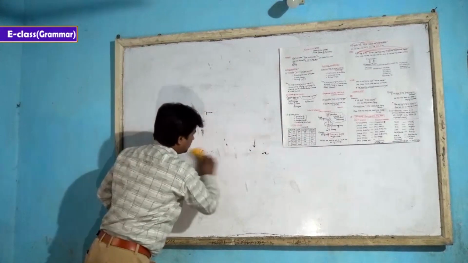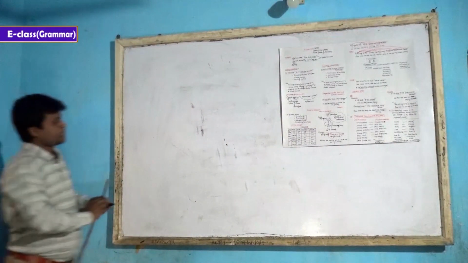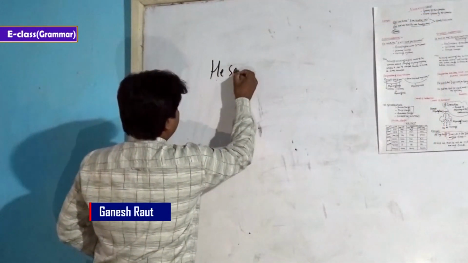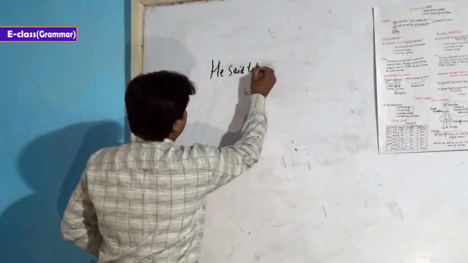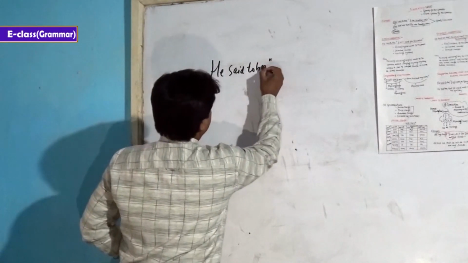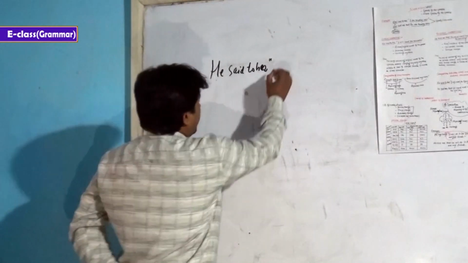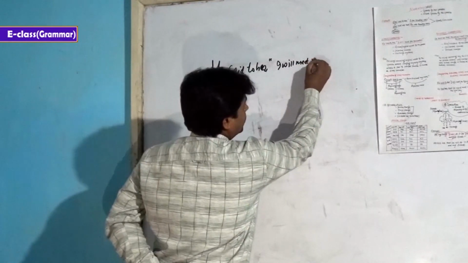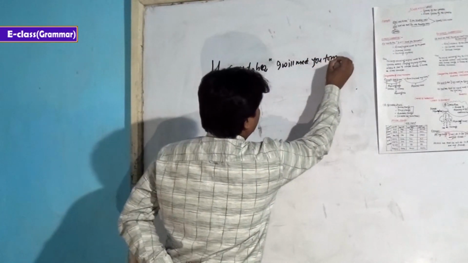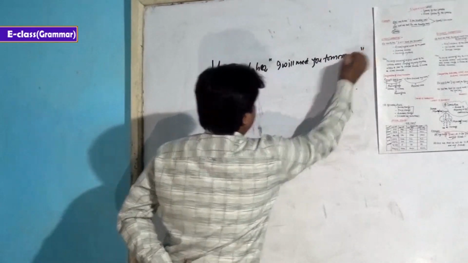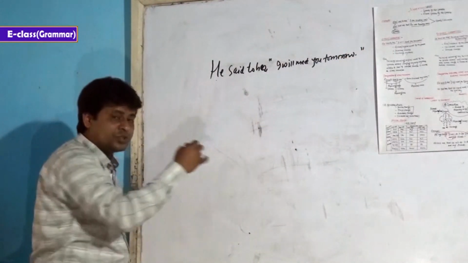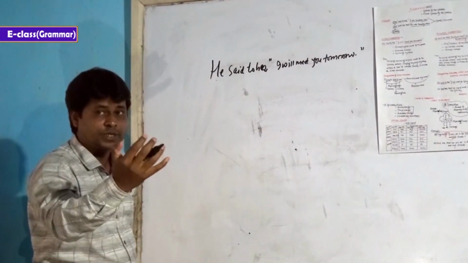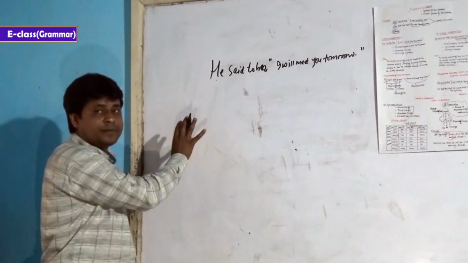I'll write these two here on the board. He said to her, "I will meet you tomorrow." Now, I'll change this into indirect speech. Although I haven't taught you how to change from direct to indirect, I will change it here.